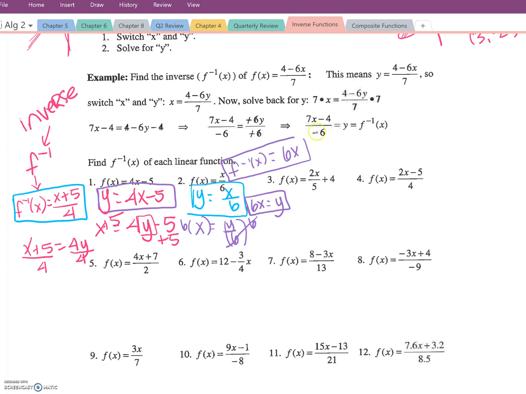So number 3, all I'm going to do is notice that this is my y, and then I'm going to switch them. So x equals 2y over 5 plus 4. I want to get y by itself. I can't do anything with this fraction yet until I move over the 4. So x minus 4 equals 2y over 5. In order to make this fraction turn into 1, remember I can multiply by the reciprocal, which would be 5 over 2. When I do this, this becomes 1, and I multiply this by 5 over 2. I would distribute just the 5, so 5x minus 20 over 2 is my new function.